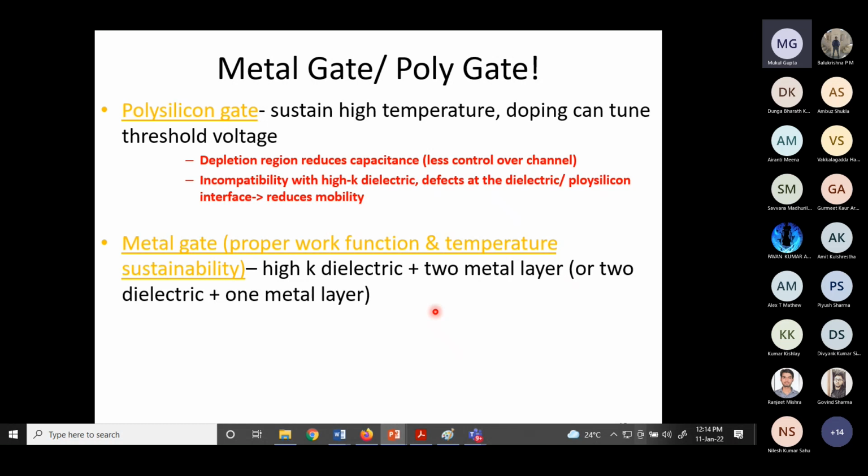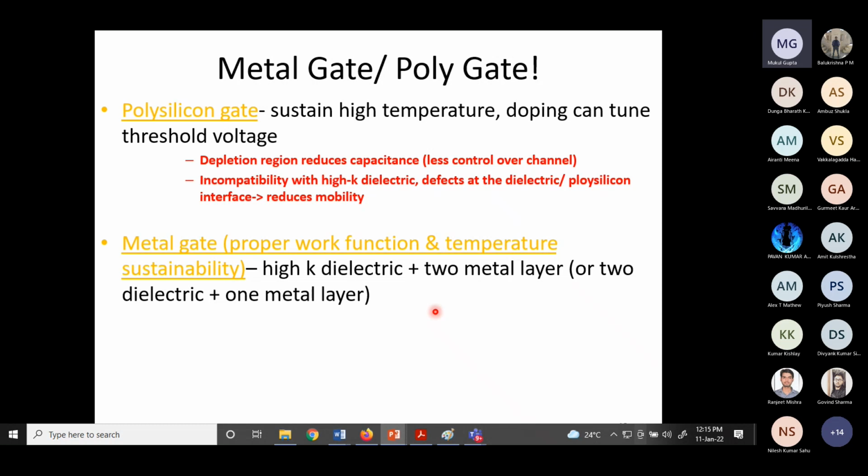Now what I want to point out is that initially we started with aluminium gate, then we moved to polysilicon gate. Nowadays we again have moved from polysilicon to metal gate. In very low node devices, maybe 45 nanometer or less, we don't use the polysilicon. We use metal gate.